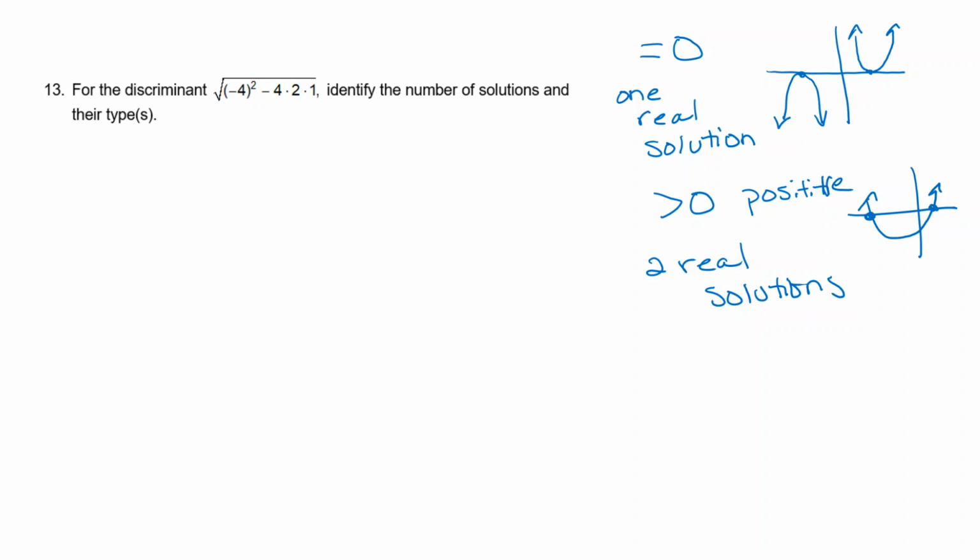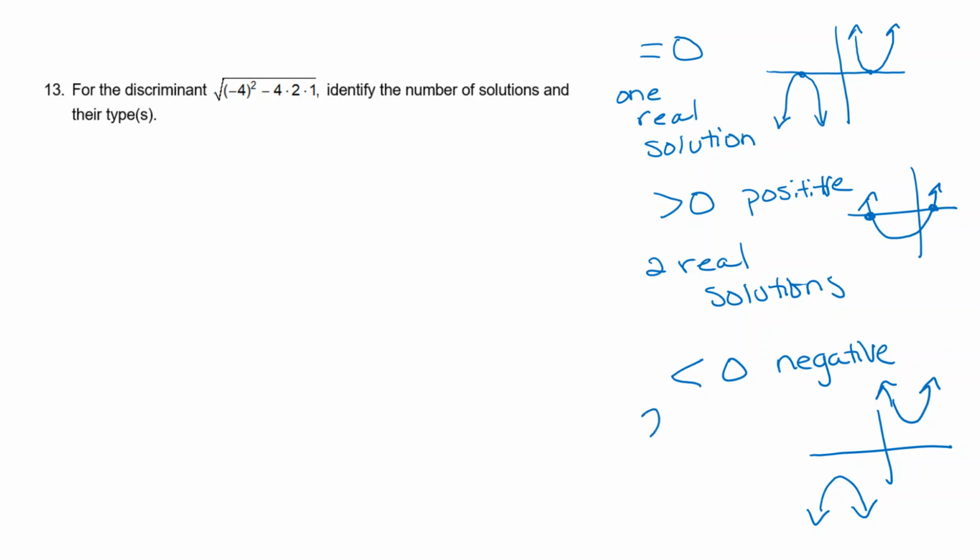And if my discriminant is less than 0, that means it's negative. That tells me that my parabola is never going to cross the x-axis. It's going to be something like that. So, because remember it's going to be plus or minus, we're actually going to have two complex solutions. So we'll have two complex solutions.